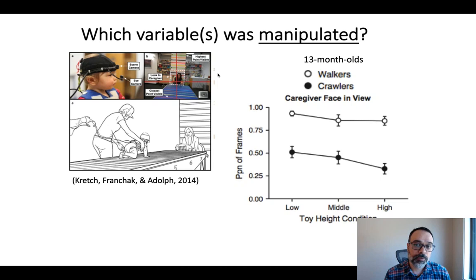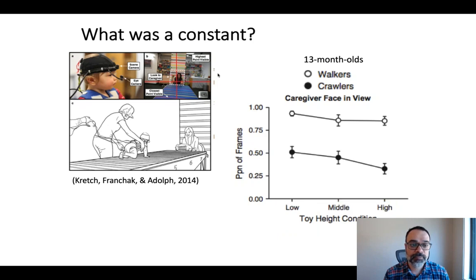What variable or variables were manipulated? Well, in this case, the toy height condition was manipulated. Adults, unlike infants, do take instructions sometimes, and so in this case, the experimenters instructed the caregiver to either hold the toy low, hold it at middle height, or hold it up high, so that they could see how the infants responded to these different conditions.